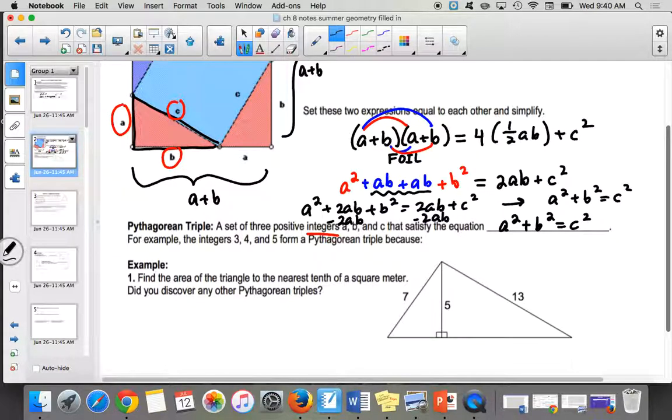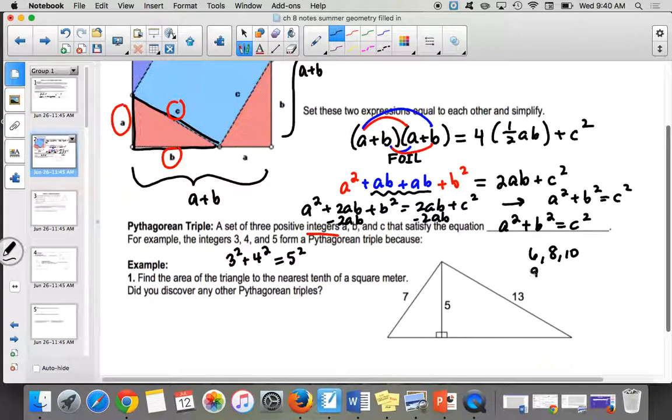So I've told you about 3, 4, 5 right triangles. If you take 3 squared and add it to 4 squared, you get 9 plus 16. That's the same as 5 squared. That's a Pythagorean triple. Does that make sense? So there's lots of Pythagorean triples. Okay, so I could do 6, 8, 10. That would also work.